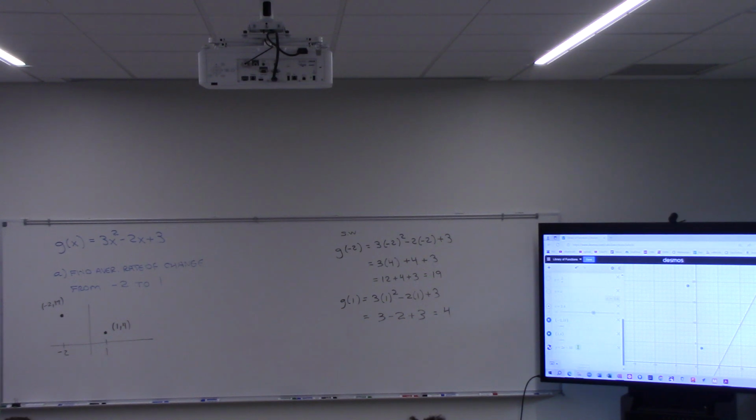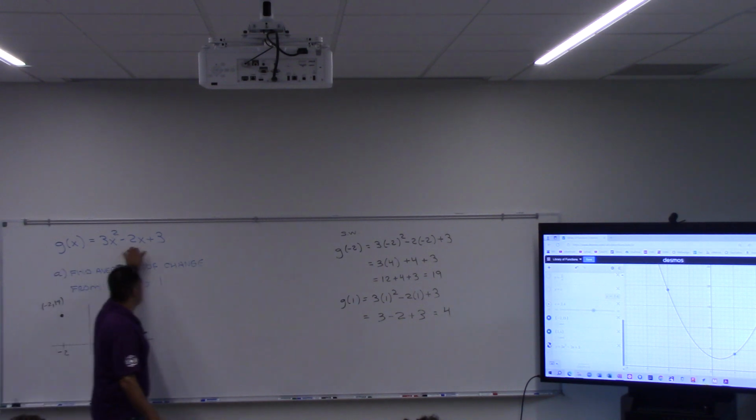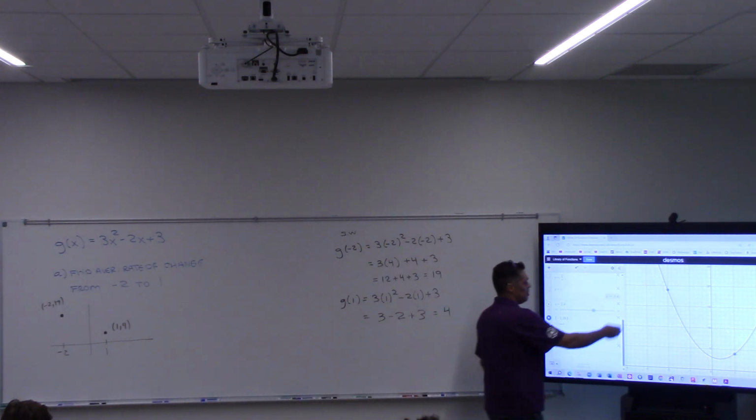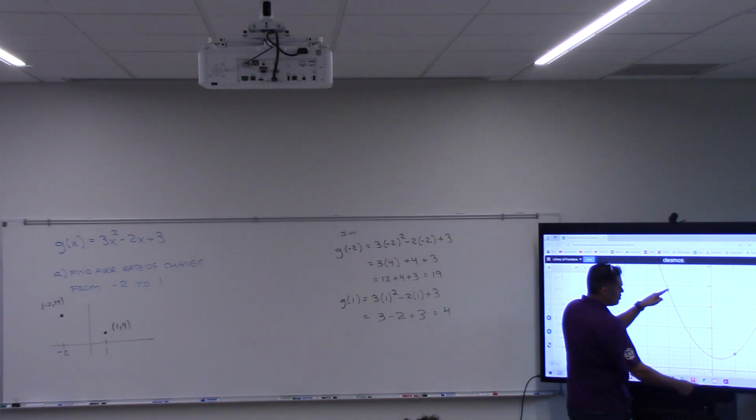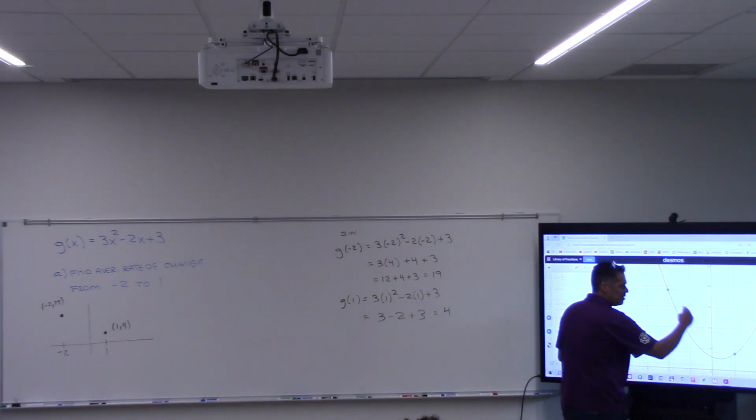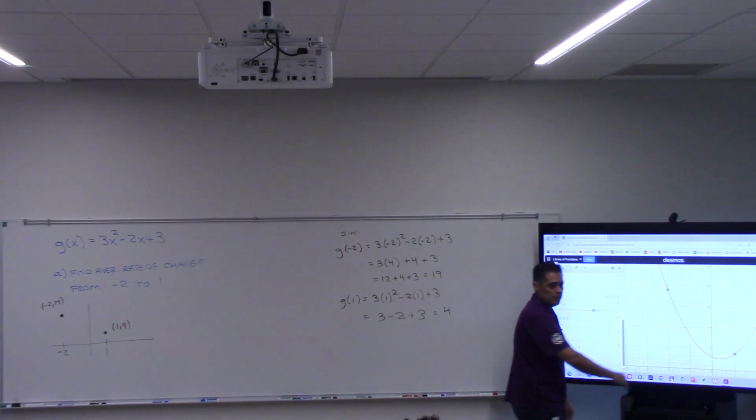And now I'm going to graph the function, which is 3x squared minus 2x plus 3. All right, so there's the graph of the function. Let me kind of stretch things out a little bit. The first question was asking to find the average rate of change between here and here. So we're going to try and find the slope of that line connecting the two, right?